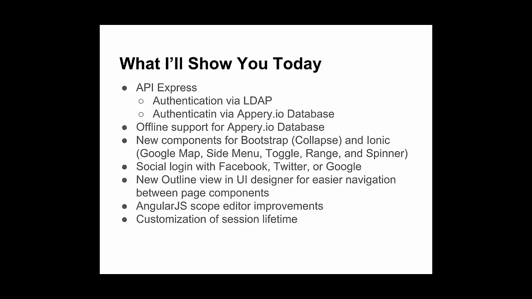So you can build an app and then go offline, work with the app, and then go online, and the syncing will be done automatically. That's very neat. It just works behind the scenes, so there's not much for you to do with regards to syncing. It's done for you automatically. There are some new components: a collapse component for Bootstrap and some more components for Ionic. Google Map was updated. There is a new side menu component, and a toggle, range and spinner are also new.